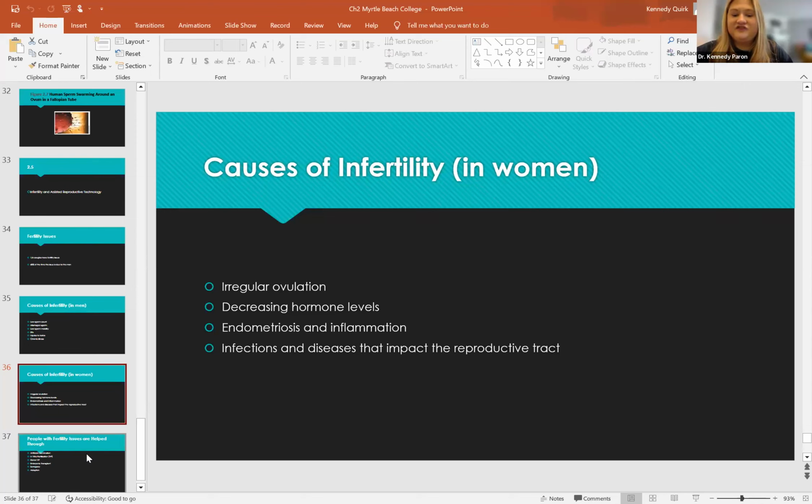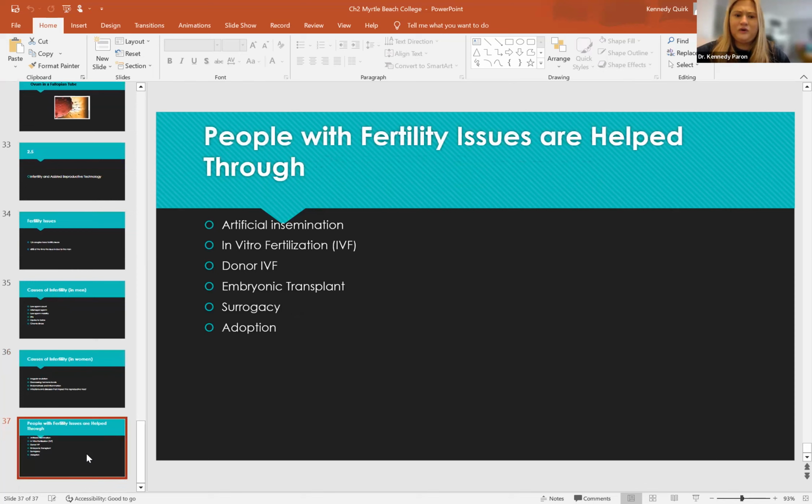And then finally, infections and diseases can sometimes impact the reproductive tract in a negative way through causing inflammation or swelling.